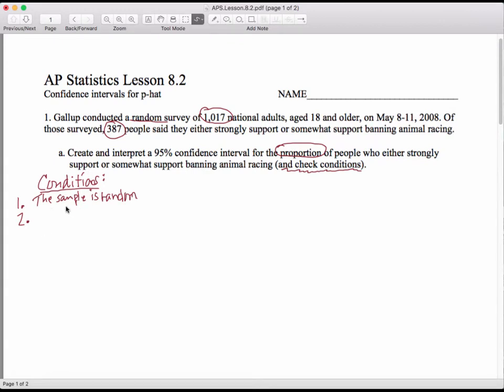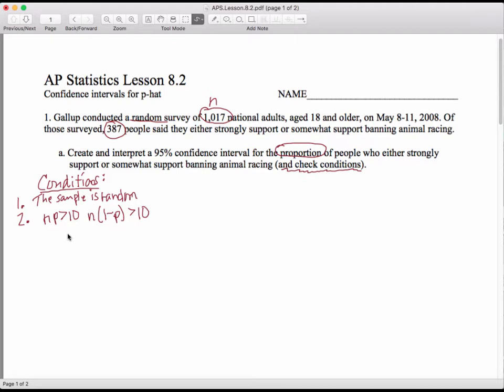Second condition is we want to make sure that n times p is greater than 10, and n times 1 minus p is greater than 10. That is going to guarantee that we can use a normal distribution for our model. But there's one great big problem with that. We know what n is. N is 1,017. But p, remember, is supposed to be the true proportion of people that support or somewhat support banning animal racing. Problem is, we don't know what true p is.